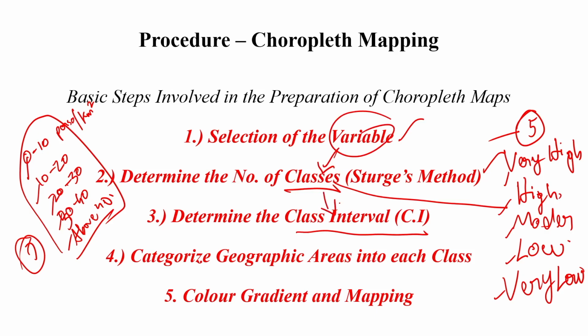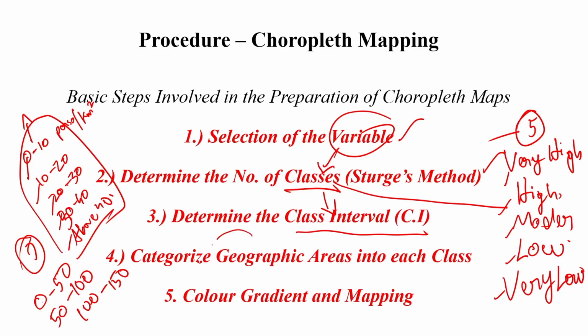Next thing is your interval. Here in this example, the interval is 10. In a similar way I can also have a class interval of, let's say, 50: 0 to 50, 50 to 100, 100 to 150. So you can have the interval between your values. Your variable will have some values, and what is the interval I am going to keep for every class? That is your class interval.